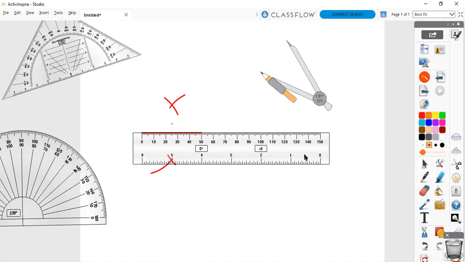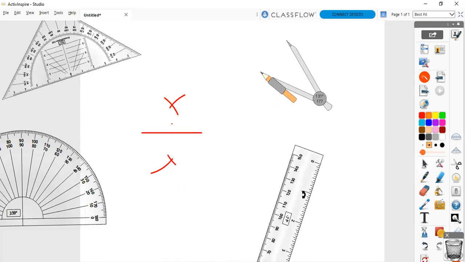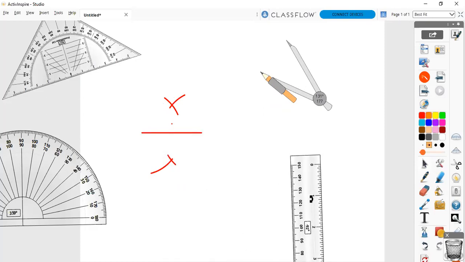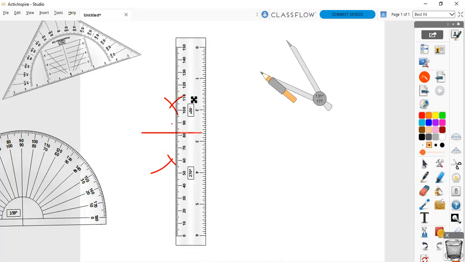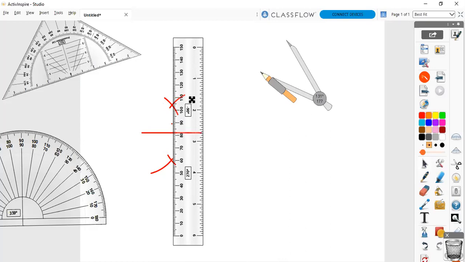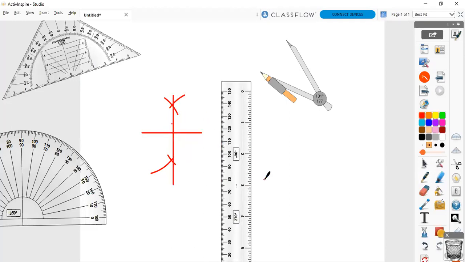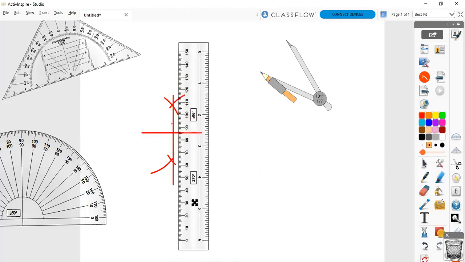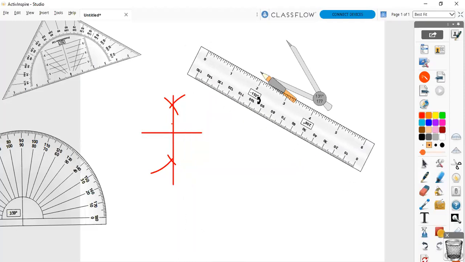Now use this ruler again and join these 2 points. Use it at 90 degree. Keep it over here and join this line. Join these 2 points by using this line. You will be done with the bisection of this line. Now you can see, you can measure it if you want to measure.